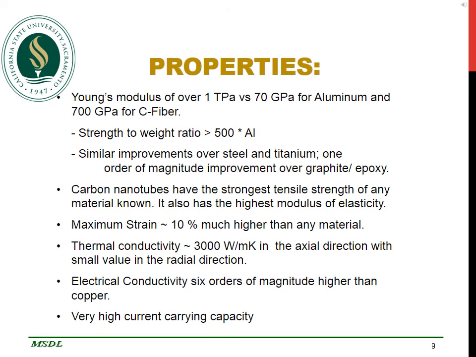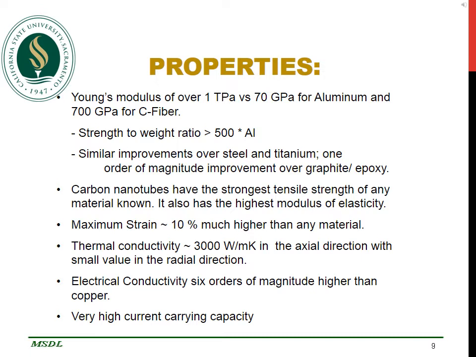Properties of CNT. The Young's modulus of CNT is over 1 terapascal, which is much greater than aluminium or carbon fiber. The strength to weight ratio is greater than 500 times that of aluminium. Similar improvements are seen over steel and titanium. One order of magnitude improvement is observed over graphite or epoxy. CNTs have the strongest tensile strength of any material known and the highest modulus of elasticity. Maximum strain is approximately 10%, higher than any other material.